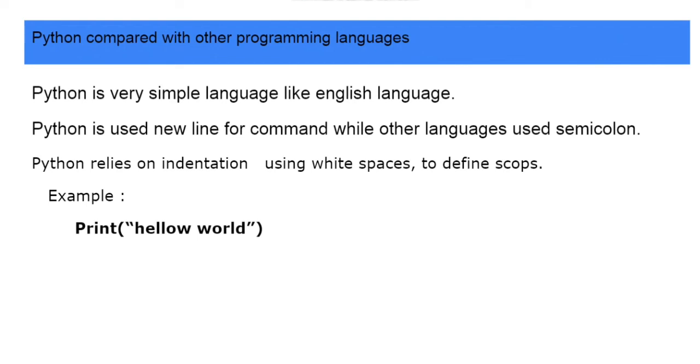Python relies on indentation. Indentation means using white spaces to define the scopes. For example, we have the print. This is a simple Python step: print hello world, and you can see hello world. There is no need for case sensitivity, no need for semicolons or libraries. So Python is independent from these things.